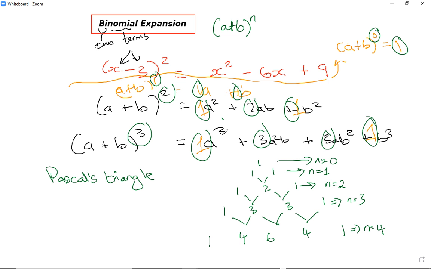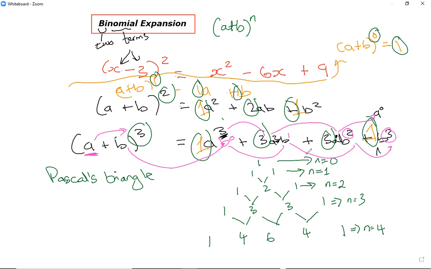Another thing you notice is that the powers also decrease. So this is power of 3, and then power of 2, then power of 1, and then over here it's technically a to the power of 0. And b over here is b to the power of 0, then b to the power of 1, so it's increasing powers of b. The first term takes on the power of 3, then we subtract 1, and subtract 1 to get to there. B starts from 0, adds 1, adds 1, adds 1 until it gets to b to the power of 3.